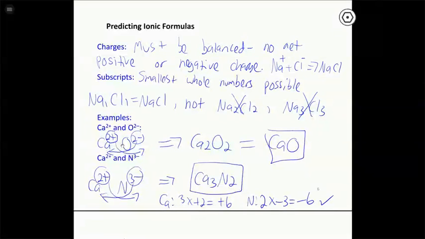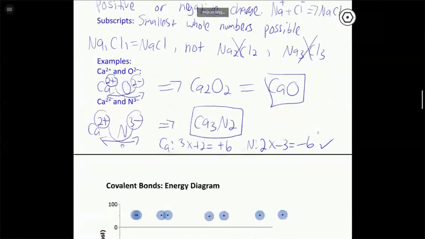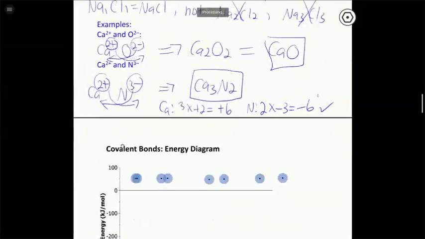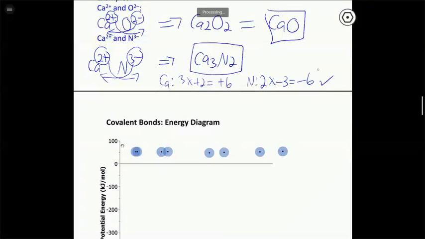So for ionic compounds, we're going to end with this for now. We'll talk about nomenclature a little bit later, but let's move on now to covalent compounds. So covalent compounds are going to be formed, as we'll talk about.